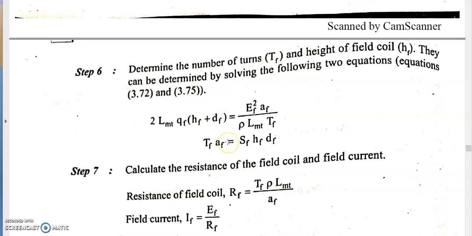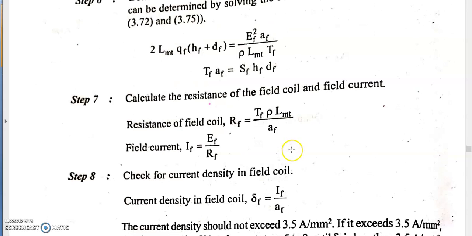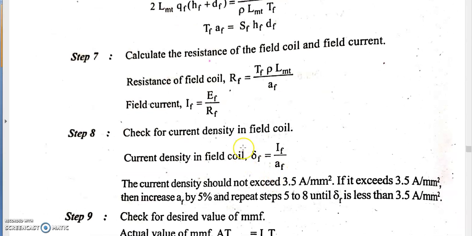These equations we have already derived. This equation is based upon the actual copper loss taking place in the system, and this one is based upon the total area of cross section of the conductors. By solving these two equations, we get HF and TF as the unknown variables. So we calculate HF and TF from these equations, and then calculate the resistance using rho L by A, and then the current as EF by RF, and then we verify the condition for the current density of the field coil.